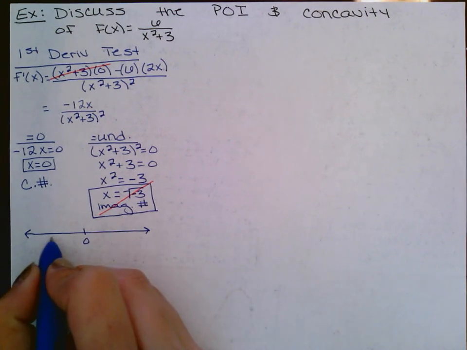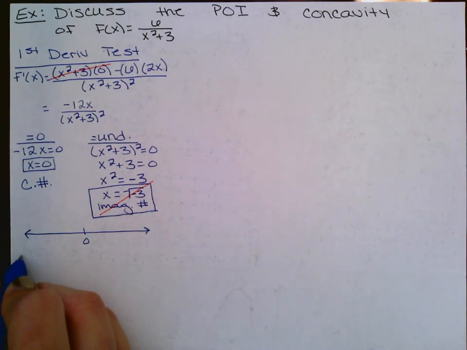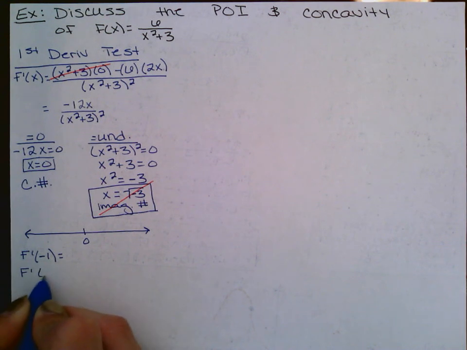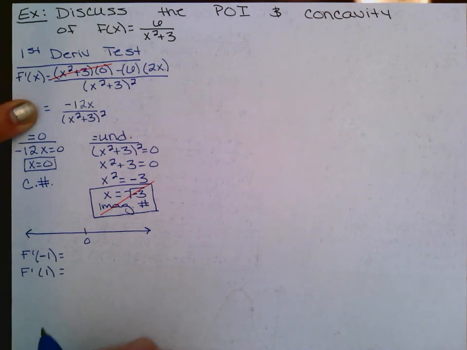And I'm going to test a value before and after 0 by plugging them into the first derivative. An easy number before is negative 1, and an easy number after 0 is positive 1. Okay? Here's my first derivative.